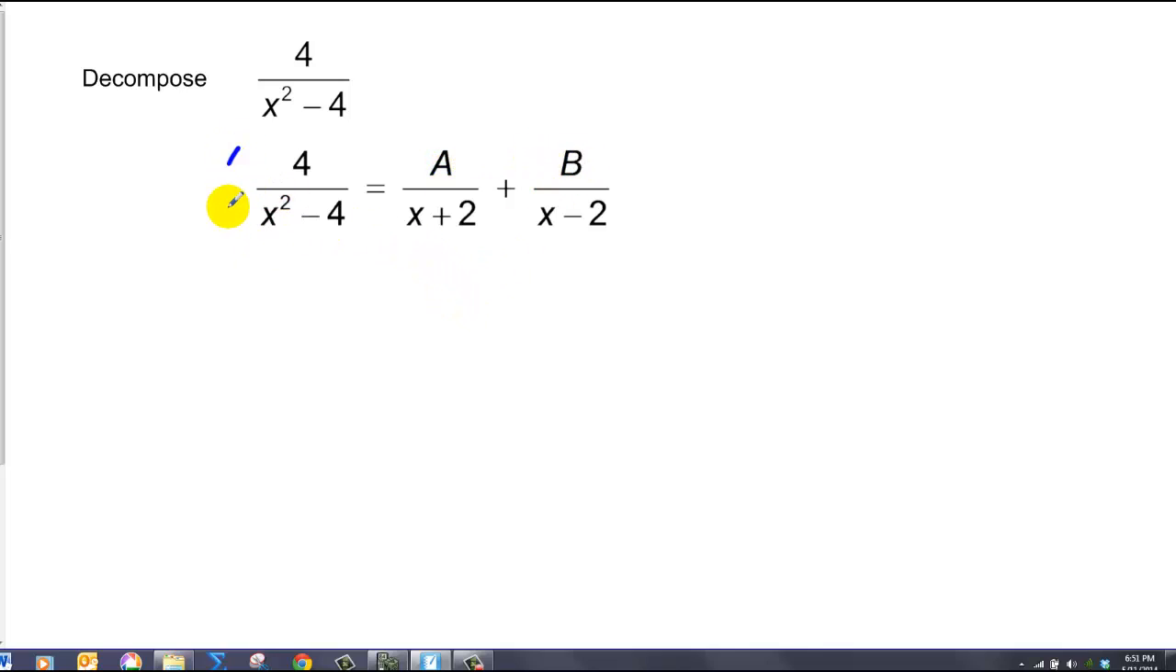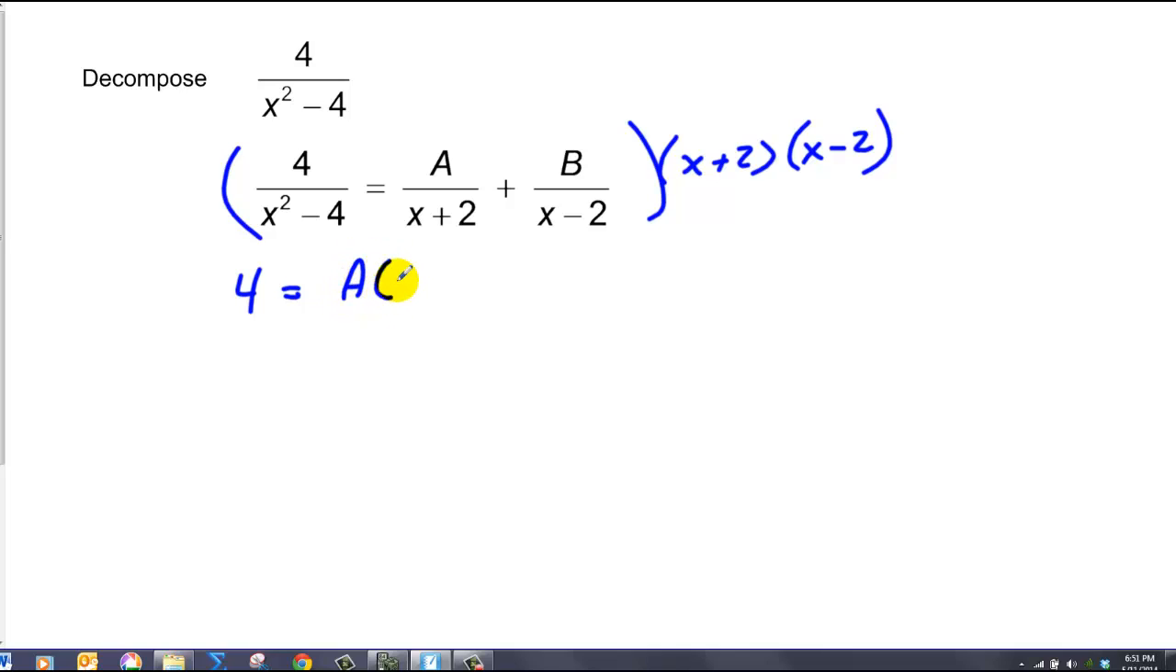I want to solve for a and b, which means I'm going to need to get rid of my denominators. Multiply by x plus 2 and x minus 2 to both sides, as we did in our previous example. Leaving me with 4 is equal to a times x minus 2, and b multiplied by x plus 2.